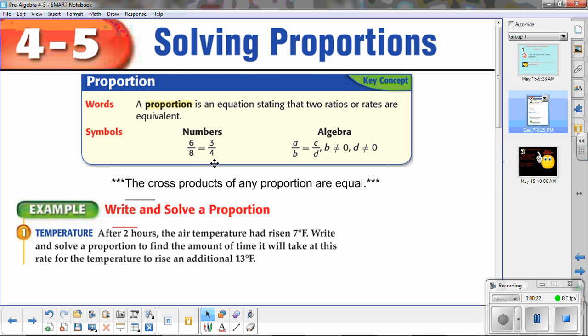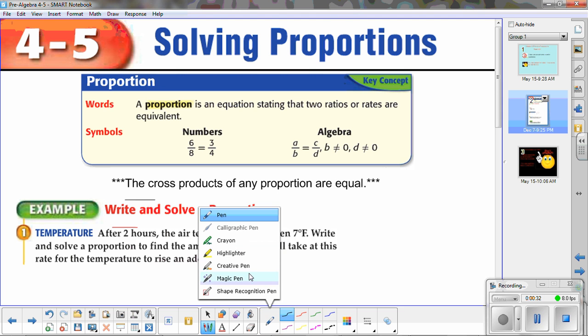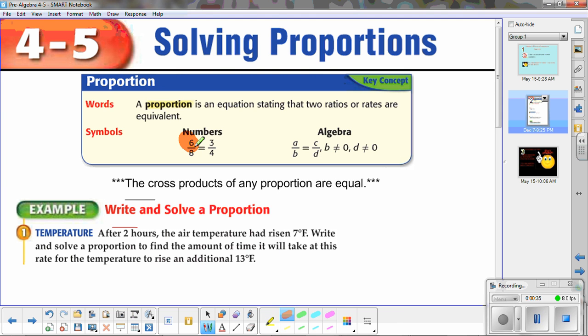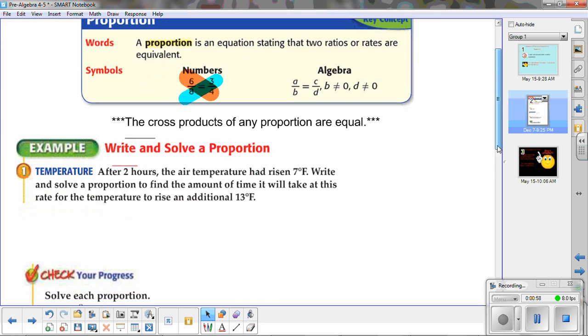One thing that is always true about a proportion is that the cross products are equal. For example, if you were to look at this one right up here, 6 times 4 is 24, and 8 times 3 is also 24. Anytime you multiply diagonally in a proportion, you're going to end up with two things that are equal. This fact will help you to solve for a missing number in a proportion.